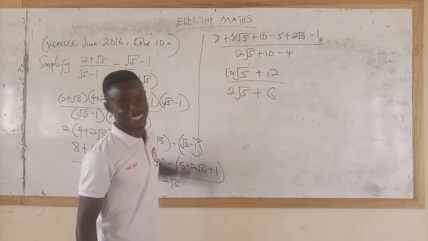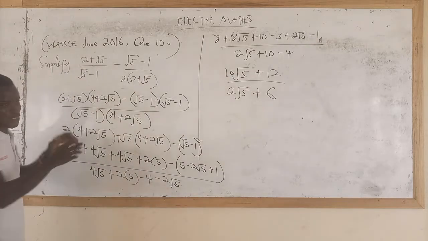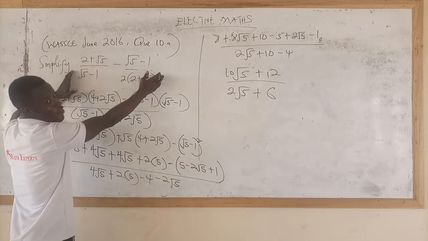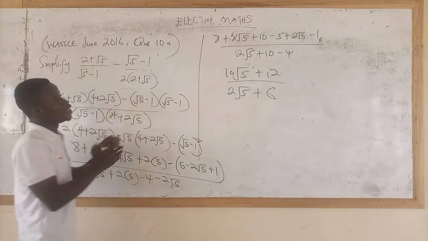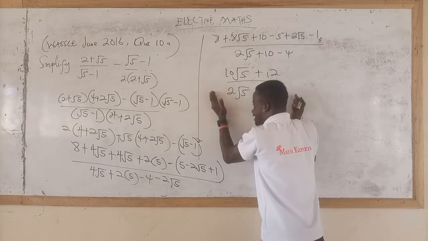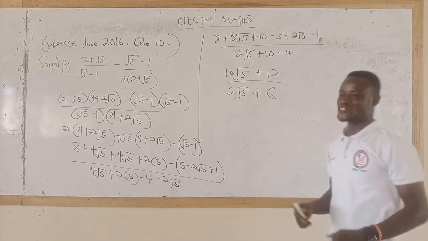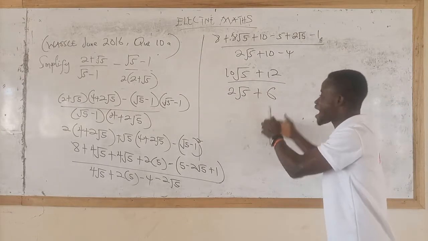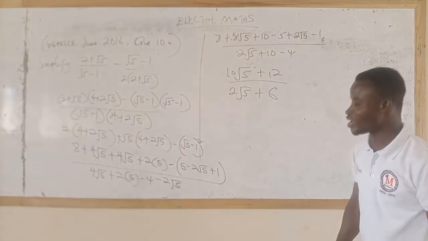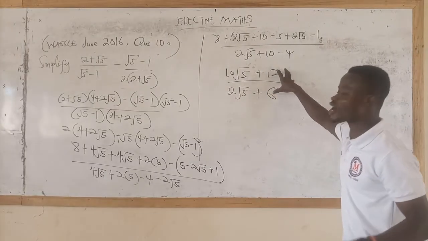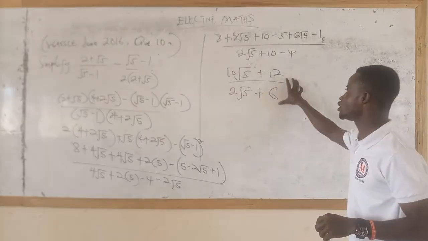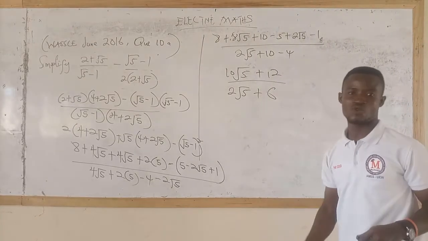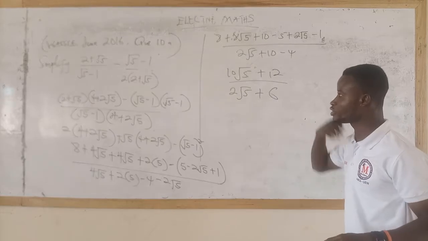So now we see the whole of this has been simplified to this. When you get to this part, you are still not yet done. No. When you get to this part, you are not going to rationalize it. So you see, this method is going to reduce the workload.